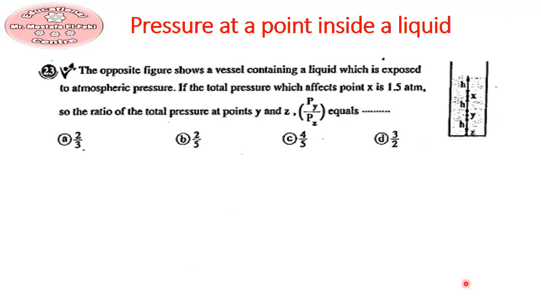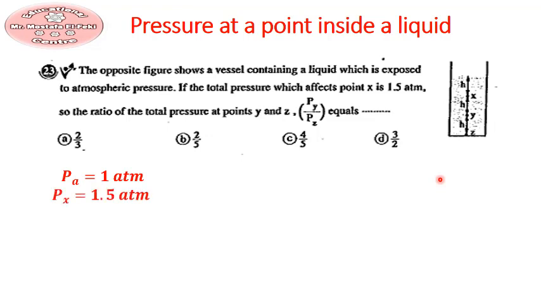The opposite figure shows a vessel that contains a liquid which is exposed to the atmospheric pressure. If the total pressure which affects the point X is 1.5 atm. atm is a unit of measuring the pressure, indicating atmospheric pressure. So the ratio between the pressure at the point Y and Z. At the first, the atmospheric pressure has a unit atm, and the normal atmospheric pressure equals 1 atm.